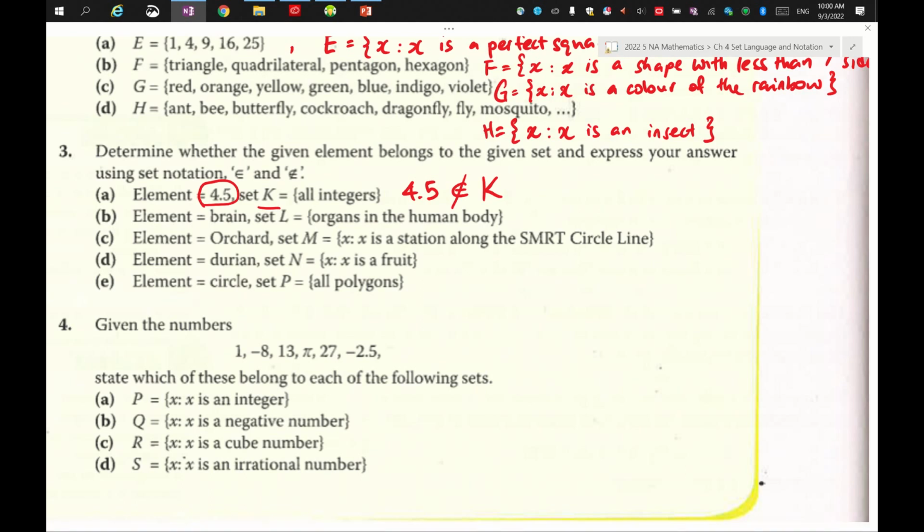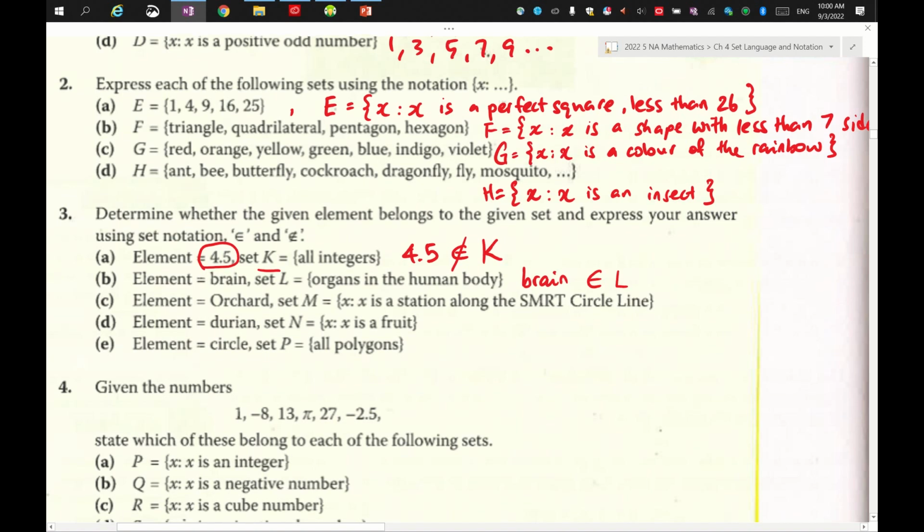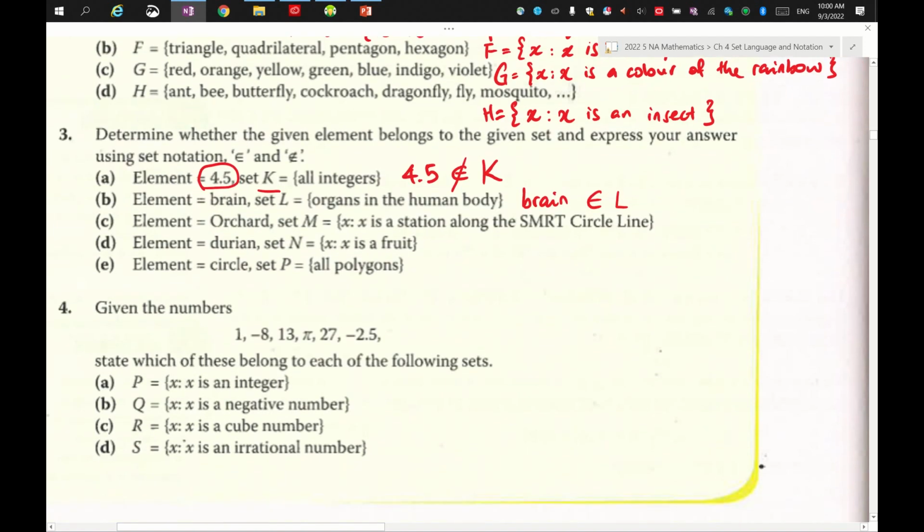The element is brain. Is brain an element of set L? In other words, is the brain an organ in the human body? Yes, it is. So brain is an element in L. Okay, skip the rest already. You get the idea, right?